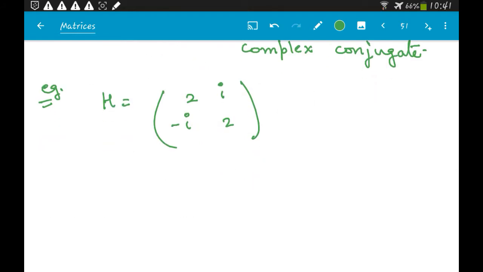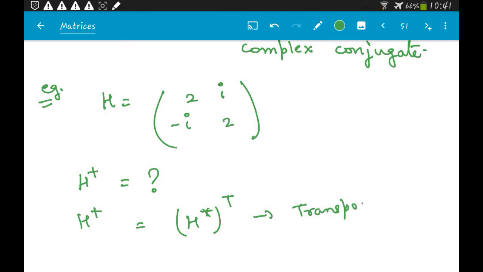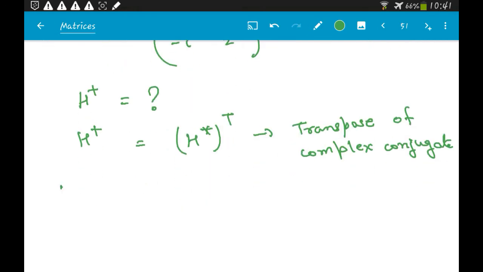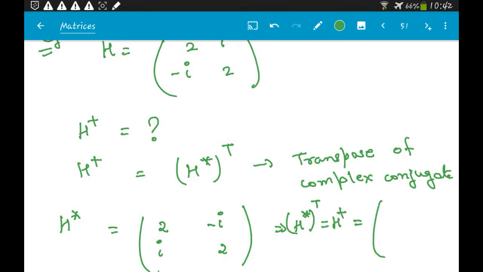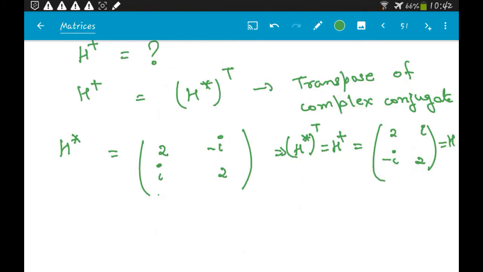So H is this. What is H dagger? H dagger is nothing but the transpose of the complex conjugate of H. The complex conjugate means wherever you have complex numbers, you take the complex conjugate, so it will be 2, minus i, i, 2. Then taking the transpose, we get 2, i, minus i, 2, and you can see that this is equal to the original H. So this is a Hermitian matrix.